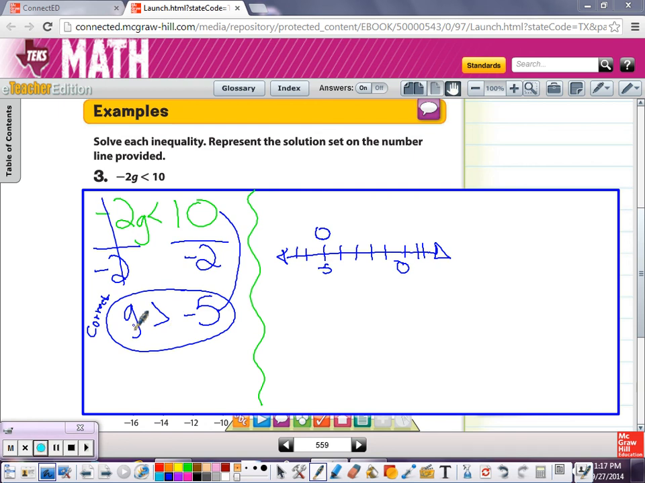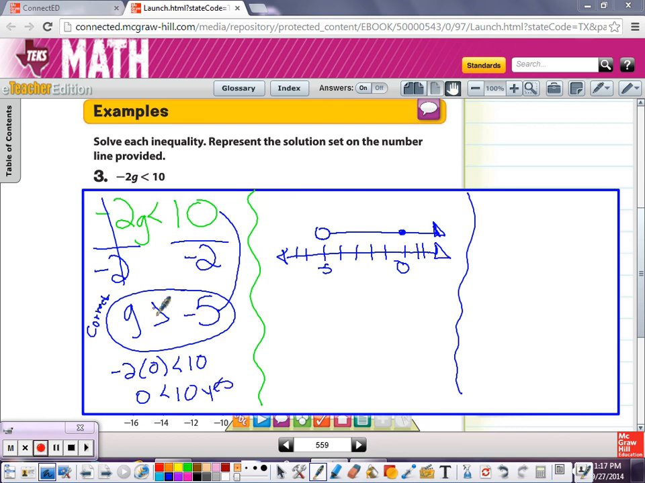In which direction do all numbers get bigger than negative 5? Everything over here. So I'm going to go ahead and just pick a number to check my work. I'm going to go ahead and pick the number 0 because it's on this line. It's right there. So it should work. Let's check it out. What is negative 2 times 0 compared to 10? Well, negative 2 times 0 is 0. And is 0 less than 10? Yes. So I know that my line's facing the right way.